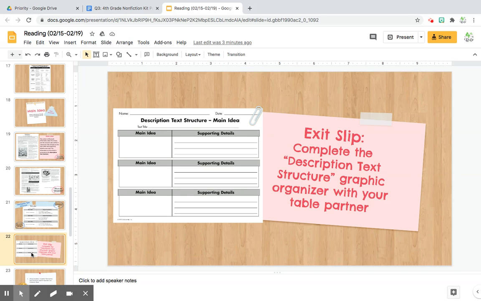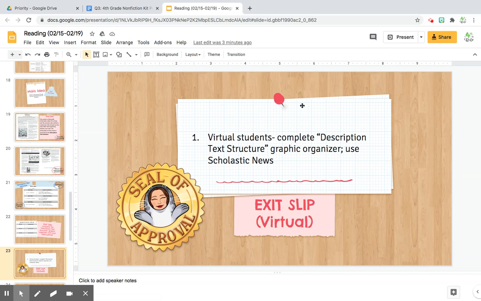So friends, today what you're going to do is you're going to take a look here at the organizer that I've given you, and my roomies with your table partner, you guys are going to take a look at a new text and try to pull out the main idea and details from the text today. My Zoomies, the graphic organizer will be in your Google Classroom, and you will revisit your Scholastic News to again pull out what were the main ideas in the article and the details that supported it.